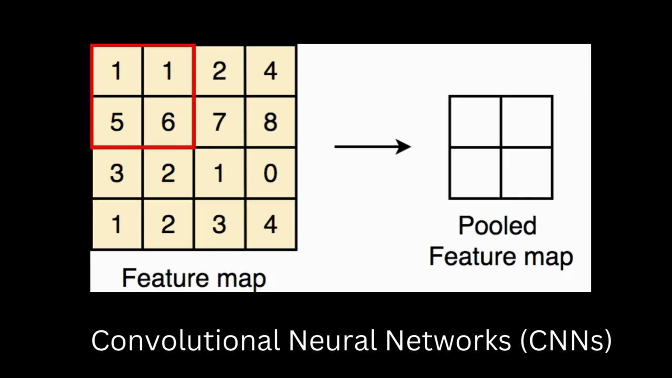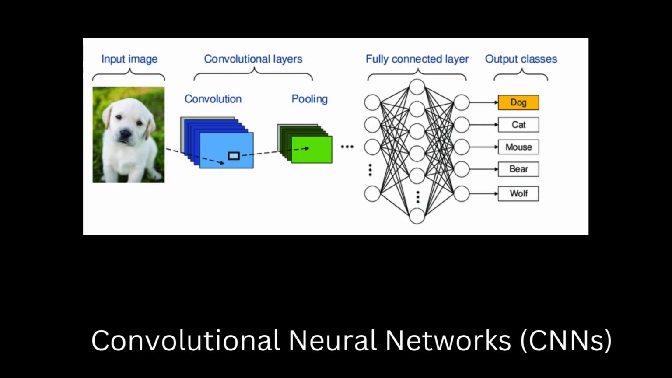So after all this filtering and pooling, how does the computer actually make a decision? Well, that's where the fully connected layer comes in. It's the last step. It takes all the features that the CNN has found. Like all the shapes and textures and edges? Exactly. And it puts them all together to make a final decision. Like, okay, this is definitely a cat. Or there's a 90% chance this is a car. So it's like the final verdict. Yeah, you could say that.